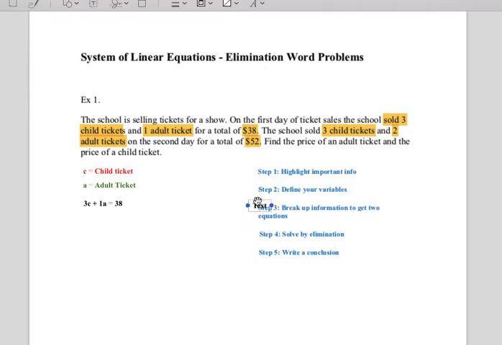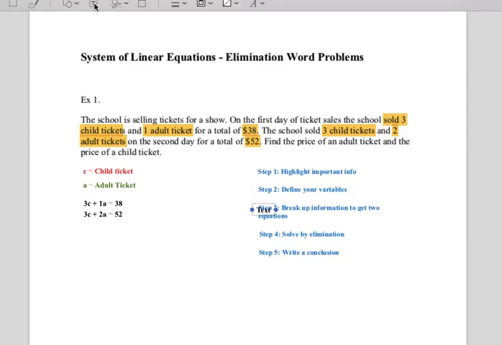Now what do we do on day 2? On day 2, we sold 2 adult tickets and 3 child tickets for a total of $52. And so now that we have our equations, we can do our elimination. You can see here that we actually can minus these 2, because if we minus 3c and 3c, we get rid of this variable.